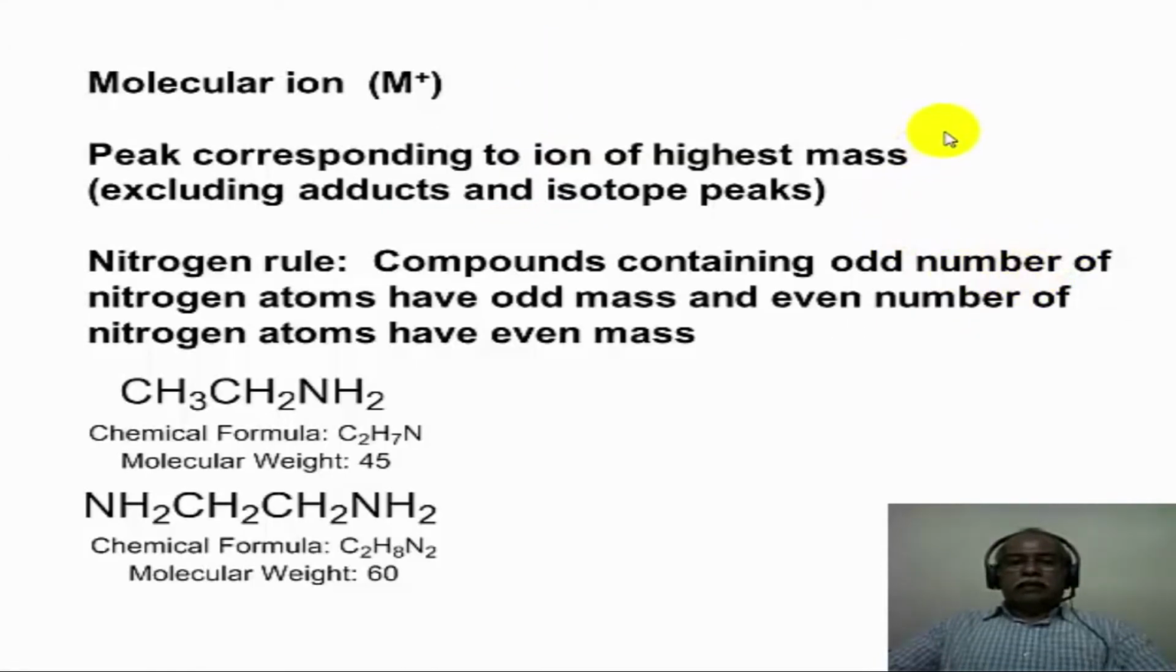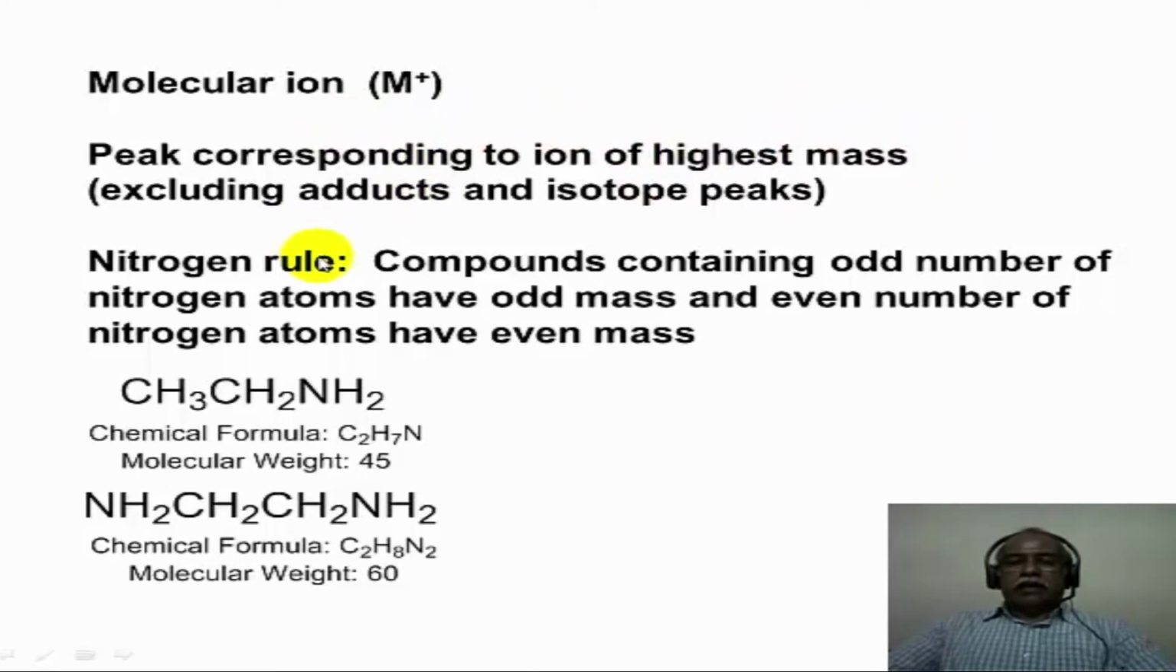Now, what are the characteristics of a molecular ion peak? Usually it is the peak corresponding to the highest mass to charge ratio, m/z. As long as it is not forming any adducts and isotope peaks are not present, the ion that is produced with the highest mass would correspond to the molecular ion.